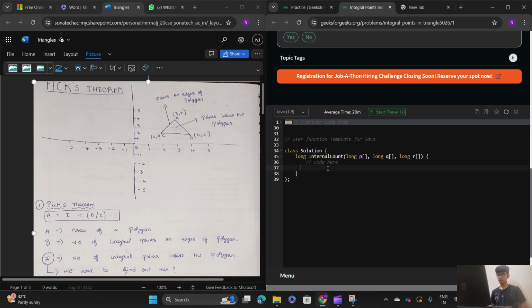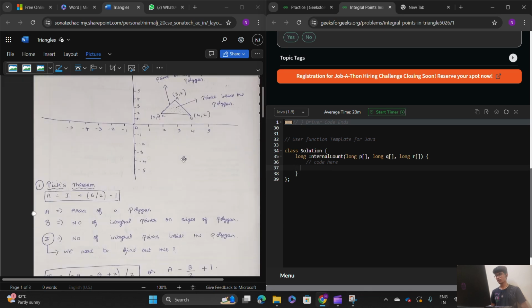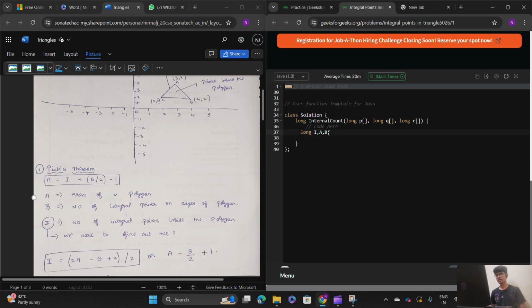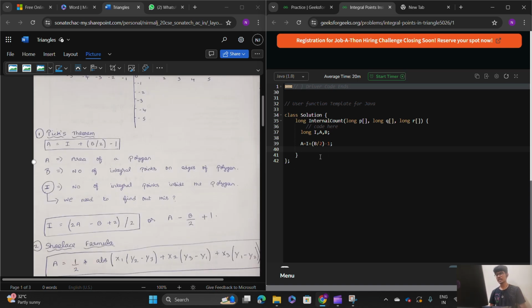Okay. So first of all, I'm going to declare variables I, A, and B. I is the integral lattice points, A is the area, and B is the boundary points of the triangle. First of all, let me write the formula A equal to I plus B by 2 minus 1. First, I'm going to find out the area of the polygon.